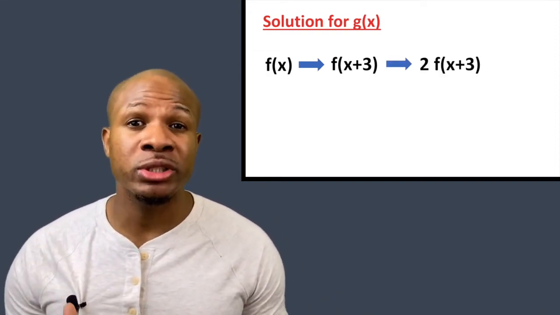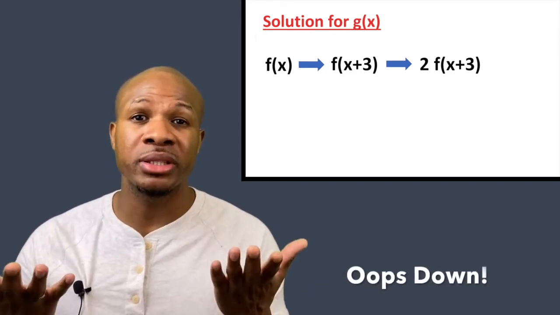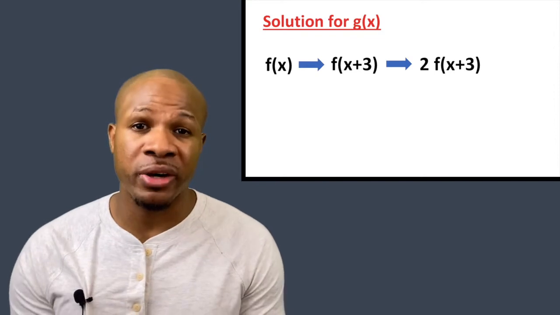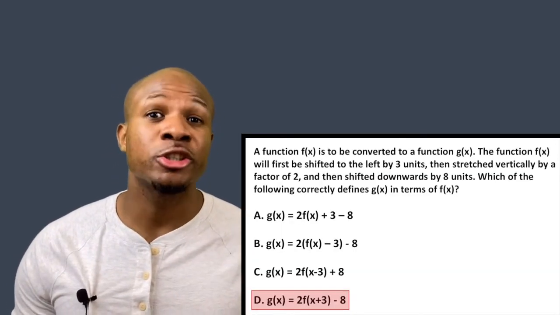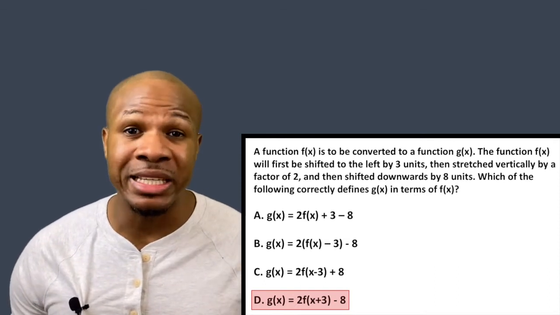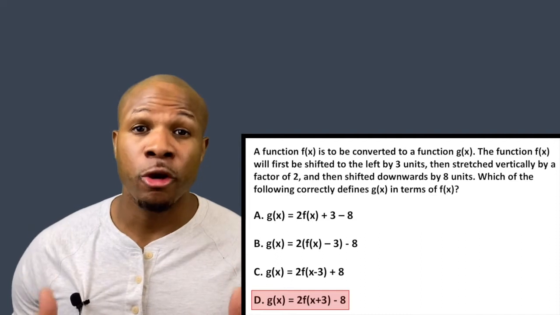And then the last thing we want to do is take the function and shift it up by 8 units. So we want to add 8 units to our function. So we have 2 times f of (x plus 3) plus 8. So the correct answer will be answer choice D. Okay, 2 times f of (x plus 3) plus 8. So hopefully that makes sense.